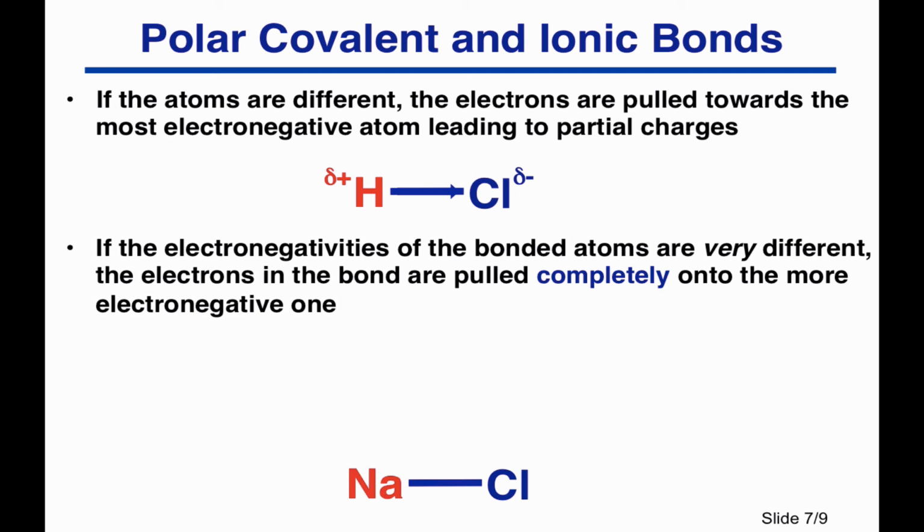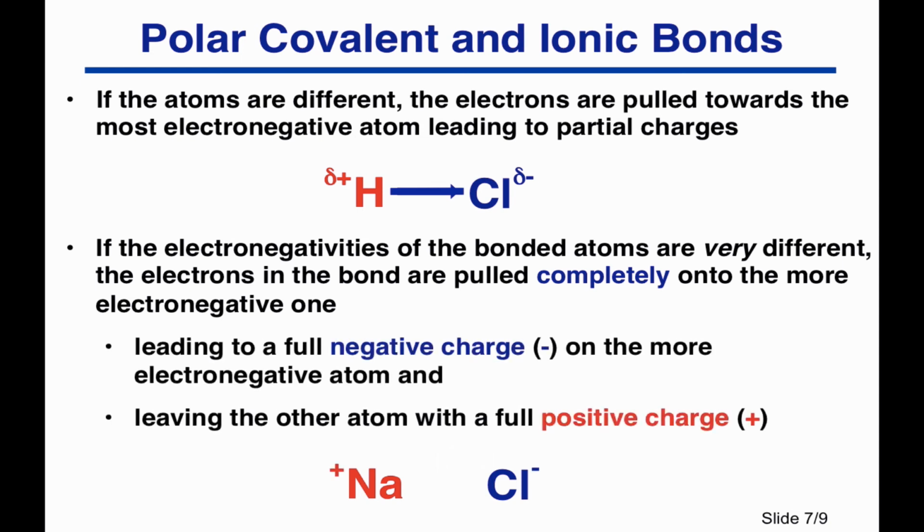But if the electronegativities of the two atoms are very different, the electrons in the bond could be pulled completely onto the more electronegative element. So the electrons in the sodium-chlorine bond end up completely on the chlorine, which means our partial charges will become full negative charges or full positive charges. We have a full negative charge of -1 on the chlorine and a positive charge of +1 on the sodium, and we've ended up with an ionic bond.